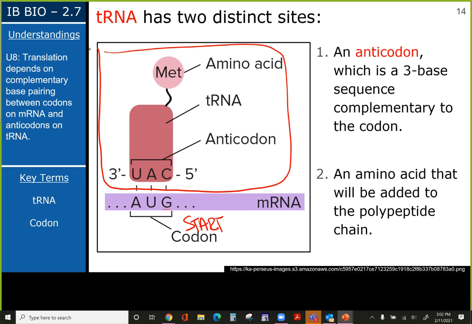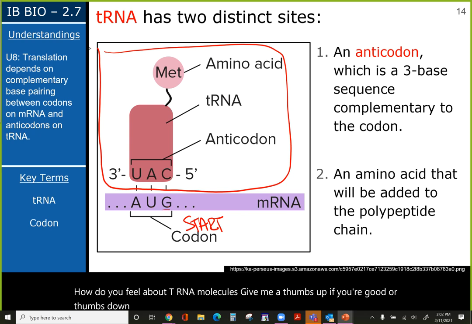How do you feel about tRNA molecules? Give me a thumbs up if you're good, or a thumbs down if you're not quite sure yet. I see a couple of thumbs up. Okay, let's see, 3. Good. Okay.